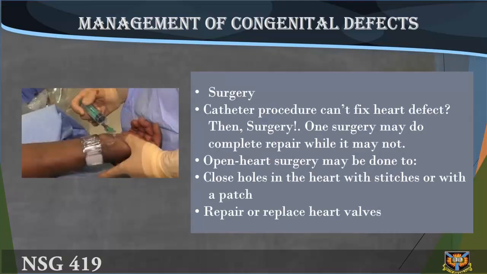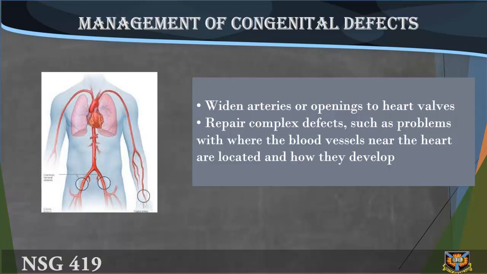Surgery. A child may need open heart surgery if his or her heart defect cannot be fixed using a catheter procedure. Sometimes one surgery can repair the defect completely. A child may need more than one surgery over a period of months or years to fix the problem. Open heart surgery may be done to close holes in the heart with stitches or with a patch, repair or replace heart valves, widen arteries or openings to heart valves, and repair complex defects such as problems with where the blood vessels near the heart are located and how they develop.